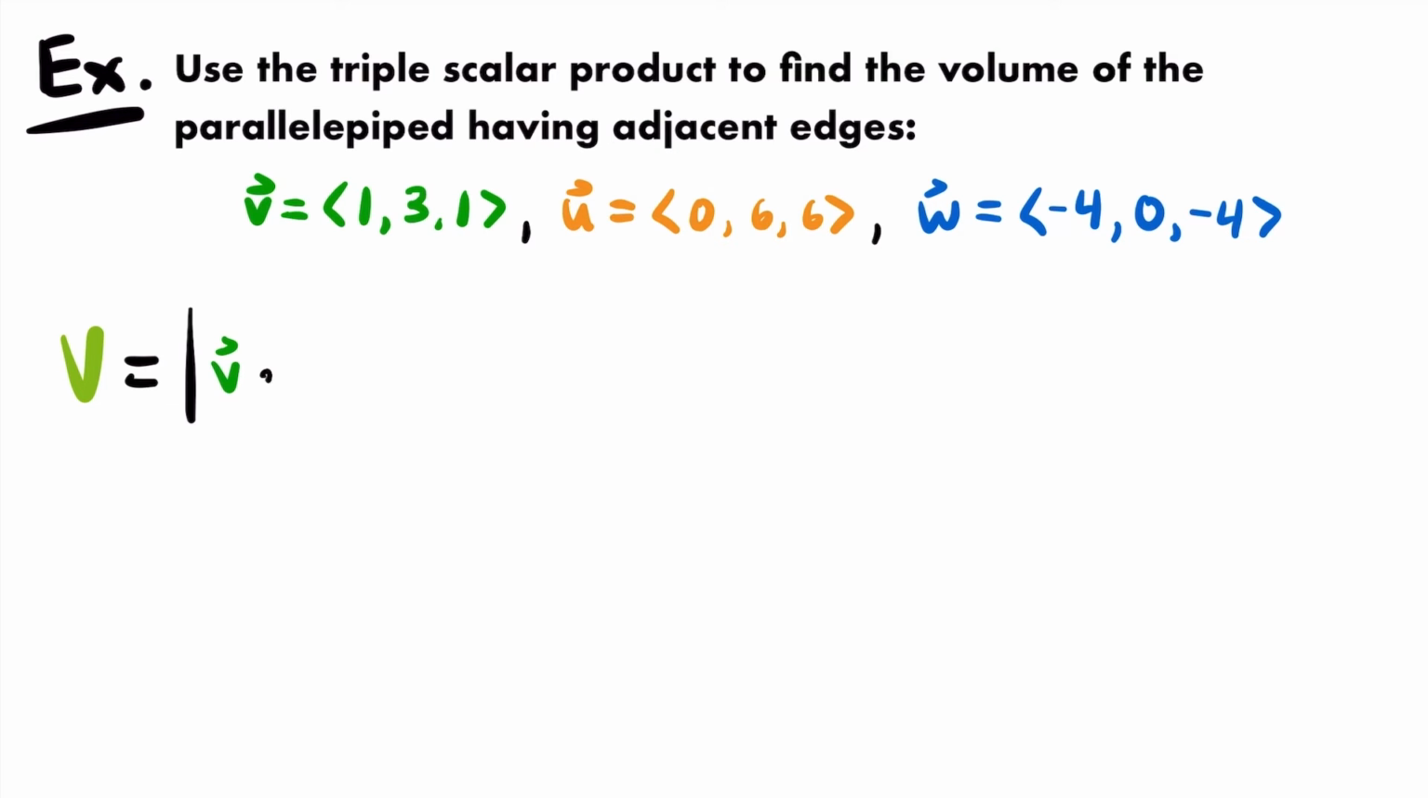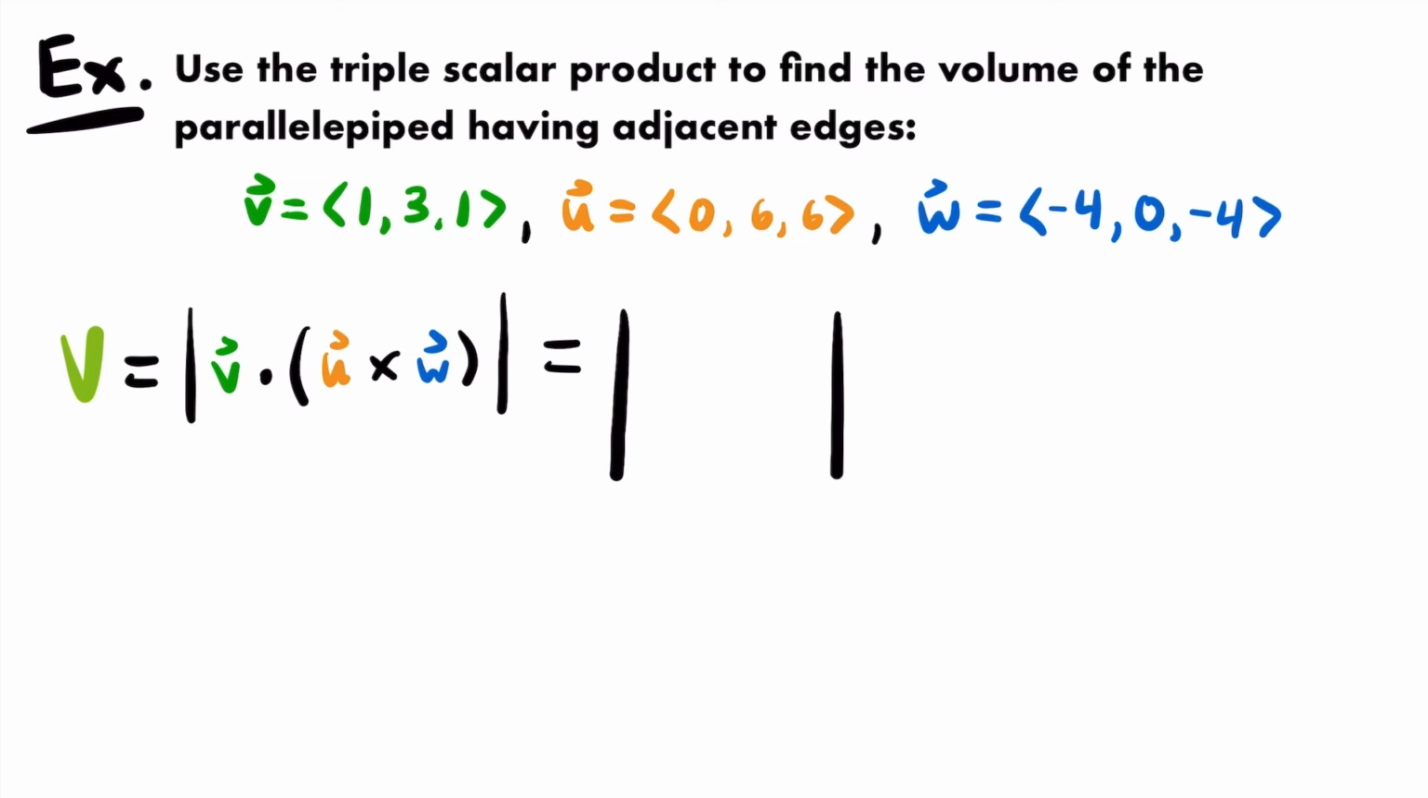So we're going to have vector v dot the cross product of vector u and vector w, which will be equal to a 3 by 3 determinant, or the determinant of a 3 by 3 matrix, where the first row are the components of vector v, the second row are the components of vector u, and the third row are the components of vector w. So we'll have 1, 3, 1, 0, 6, 6, and then -4, 0, -4.